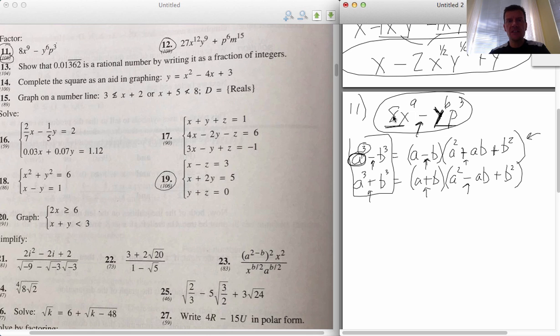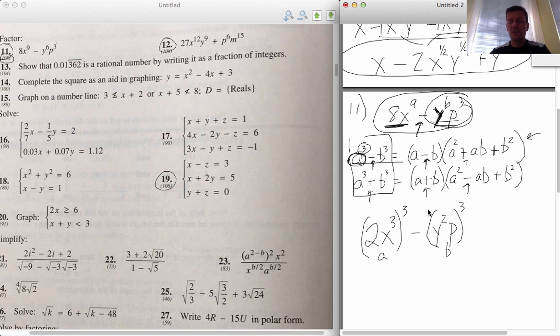We need to write 8 as something cubed. Well, 2 cubed is 8. And x to the 9th as something cubed: x cubed, and then having that cubed would be your 8x to the 9th. Okay? 2x cubed times itself 3 times will give you 8x to the 9th. Minus, and then over here, y to the 6th and p cubed. If I have y squared and p, and I cube that, that will give me my y to the 6th and p cubed. Now, here's your a, and here's your b.